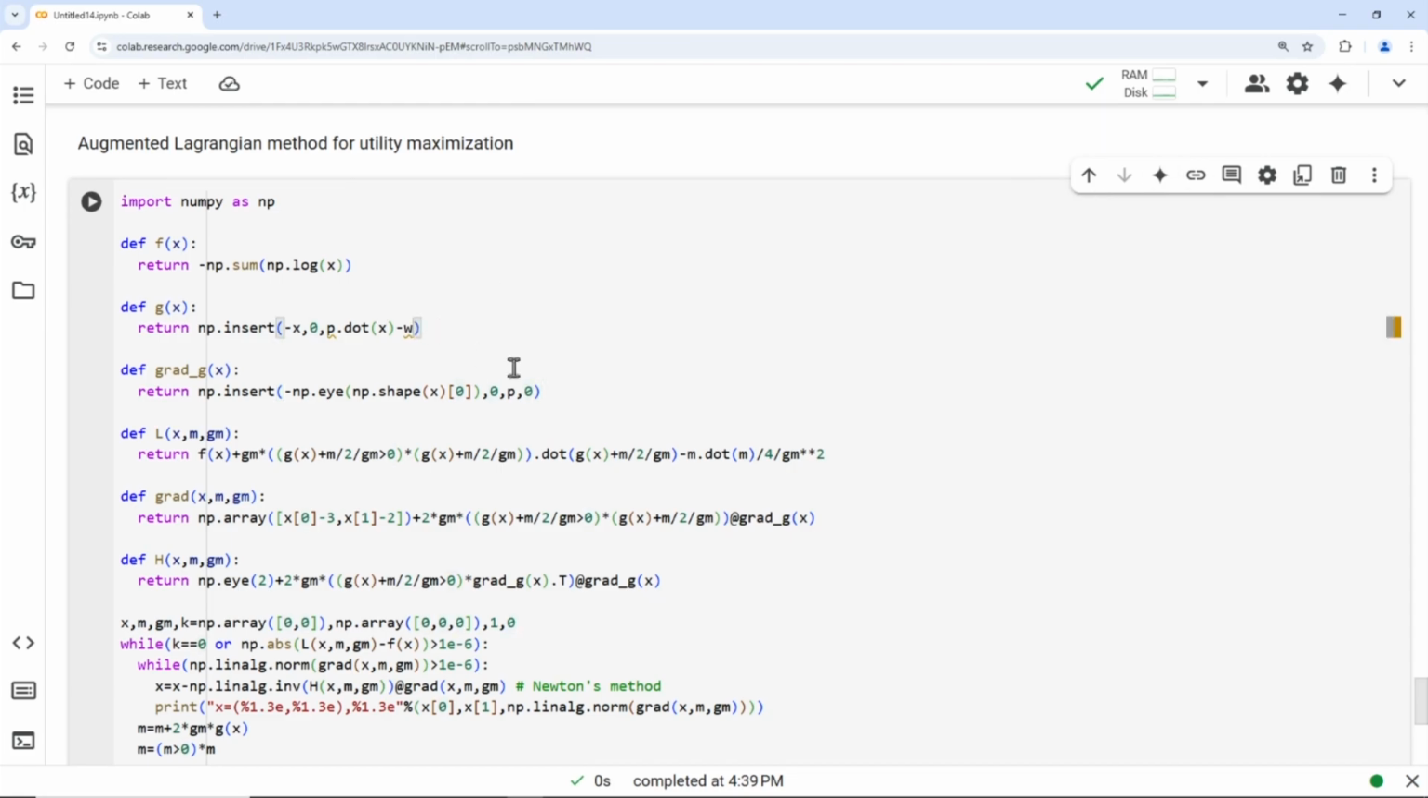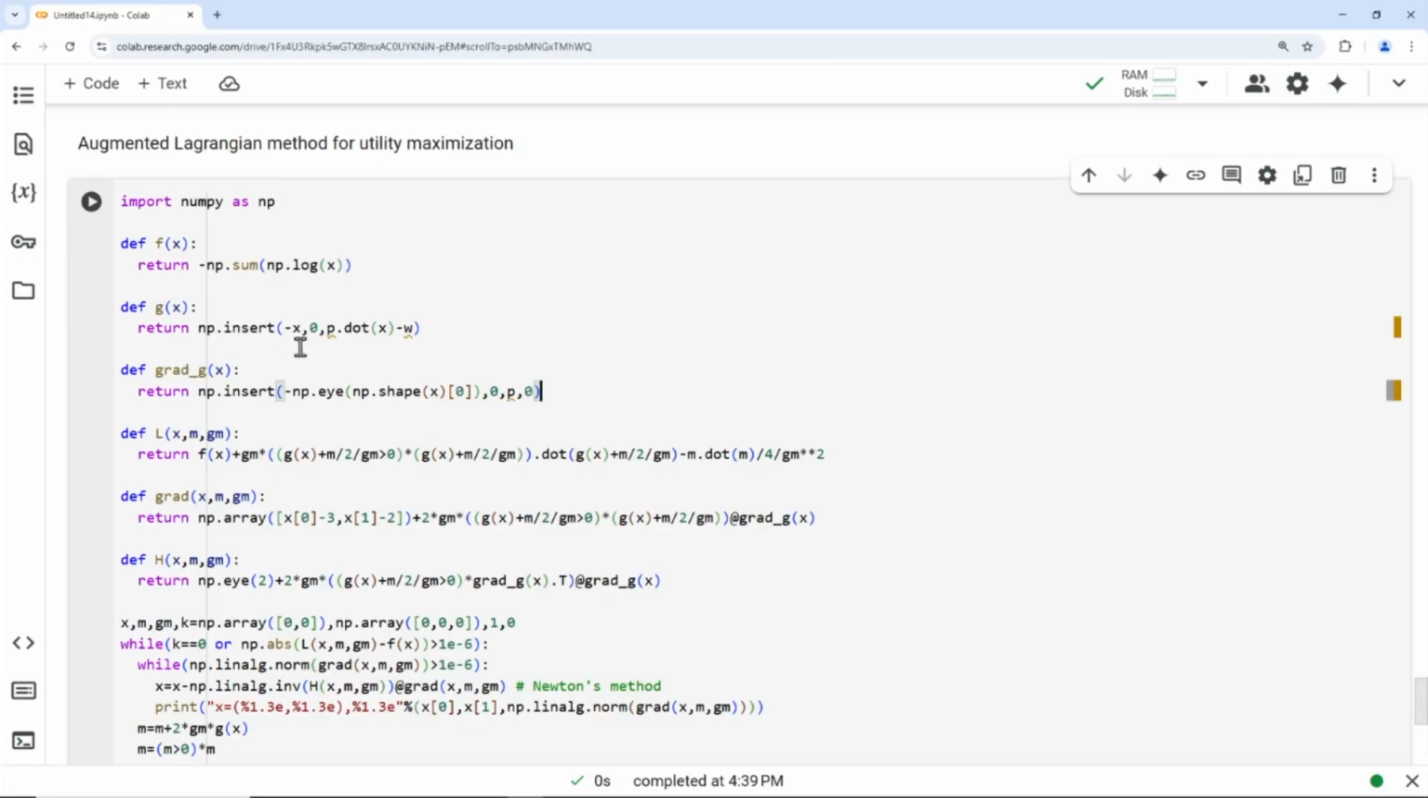To clarify what's going on, we have n plus 1 constraints. The first one is summation pi xi minus w. The next n of them are minus x1, minus x2, dot dot dot, minus xn. If you write the vector minus x, it is minus x of 0, minus x of 1, dot dot dot, minus x of n minus 1. With minus x below, I am inserting in the beginning p dot x minus w. If you differentiate this, you will have minus I at the end, and the first row will be p. That's exactly what I have done here for g of x and grad g of x.